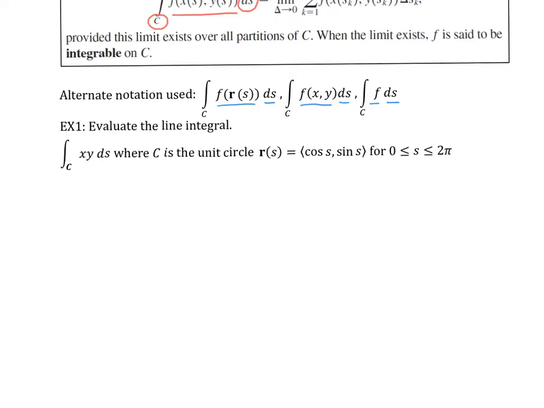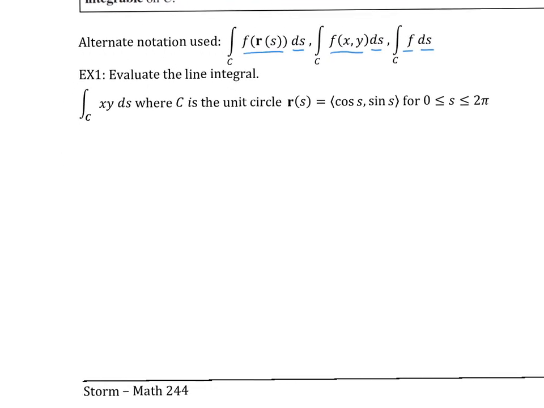In example 1, we want to evaluate this line integral. So we're given this integral over some curve. The integrand is xy. Notice that's not a vector function. That's a real scalar function. We're integrating with respect to arc length. So I need to know what my curve is. I need to define it. So my curve is the unit circle. And it's given to me as r of s. So r with respect to arc length is cosine of s, sine s. And here arc length s goes between 0 and 2 pi.